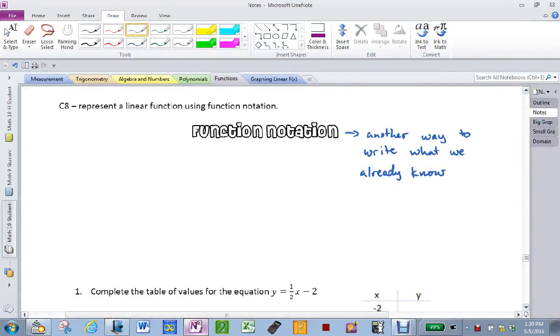Okay, so the only thing that's changing today is what it looks like. Nothing, ready for my joke? Nothing functional changes.